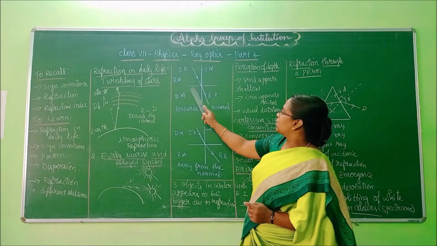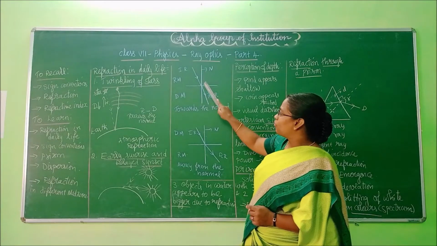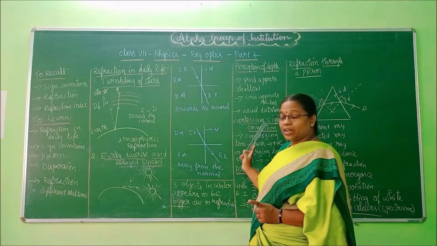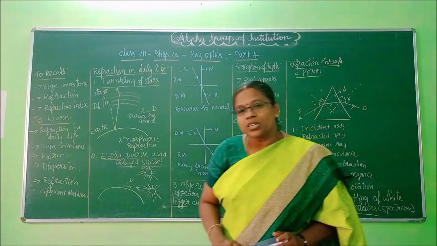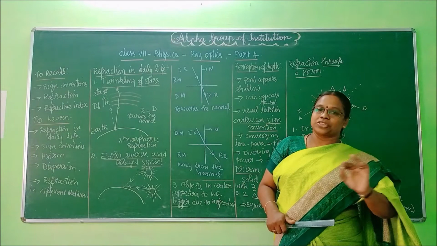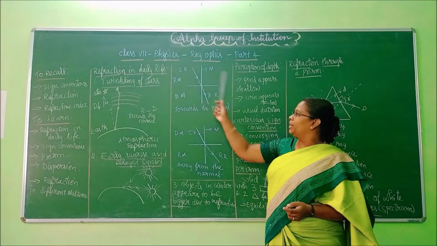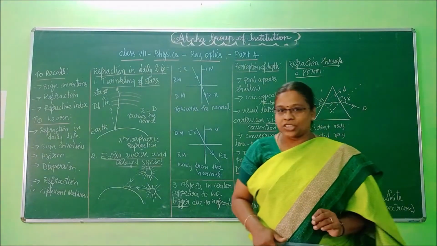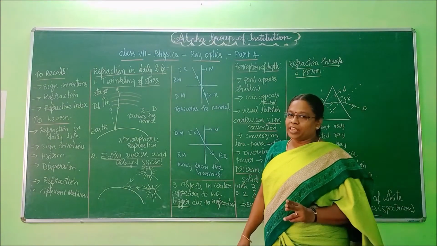So when there is a change in the medium on the travel of a light ray, the light ray, instead of traveling in a straight line, will take a bend. That bending process is called refraction. The bending of a light ray when it travels from one medium to another medium is called refraction.